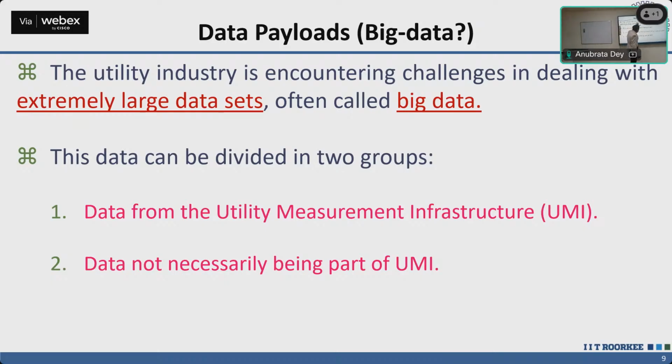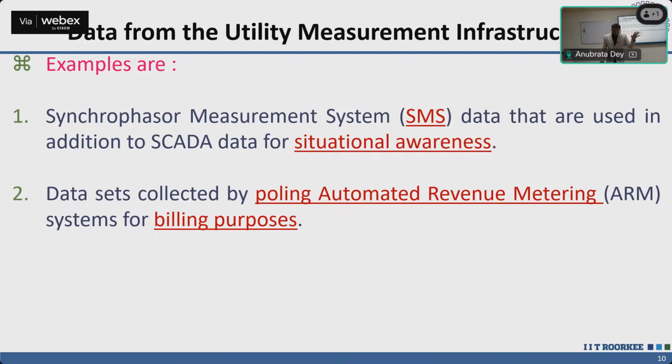Whatever data we do have, normally this data is divided into two parts. One type of data is available from the utility measurement infrastructure. Utility measurement infrastructure means whatever smart devices you put, let's say fault recorders or any other devices, whatever data are generated by those devices comes under this measurement infrastructure. And the other category is the data that does not fall under this measurement infrastructure. So let's look at what data fall under the first category of measurement.